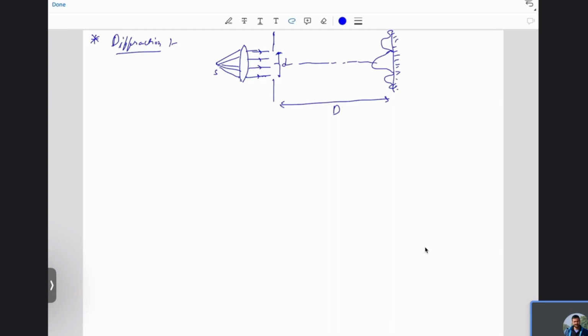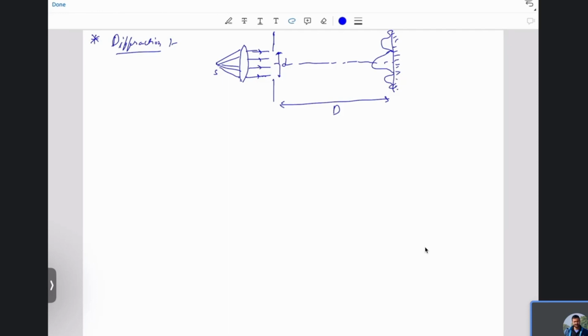Now you have studied interference, right? You know about interference. There, all the maxima, all the fringes are of the same intensity, right? But here the central fringe has more intensity, and then the intensity goes down. Okay, so this is the typical picture of diffraction.